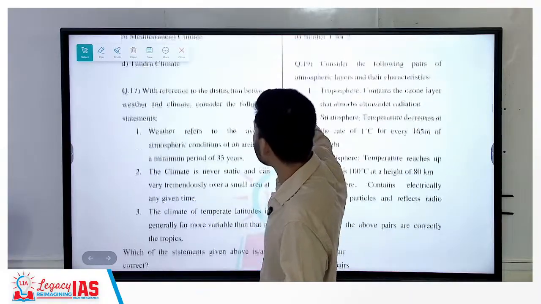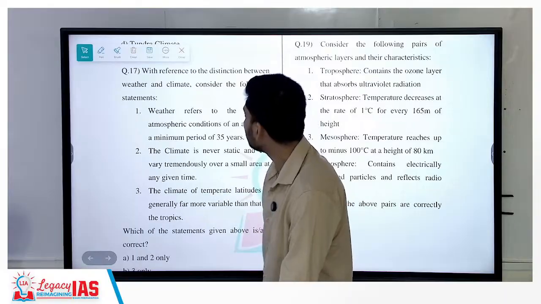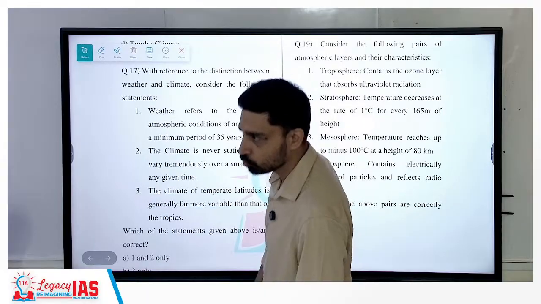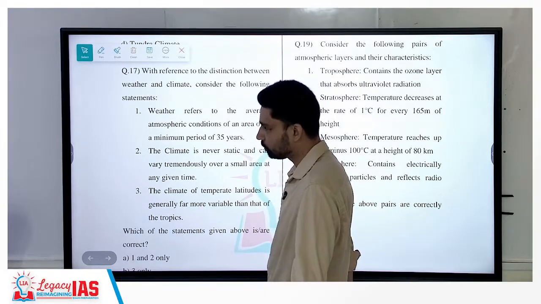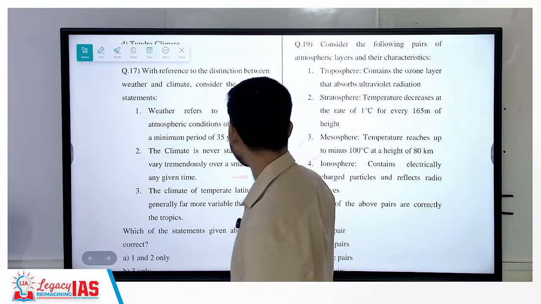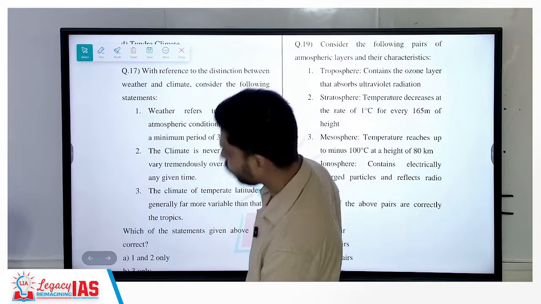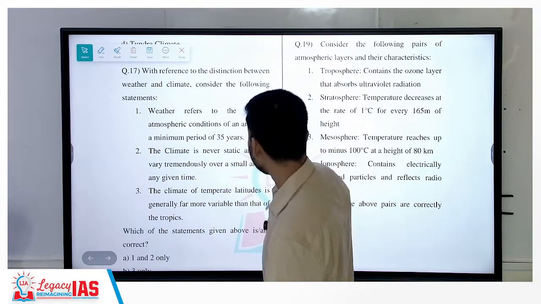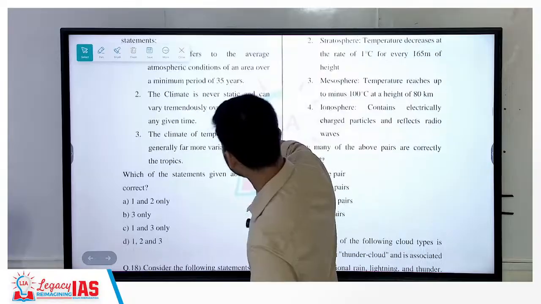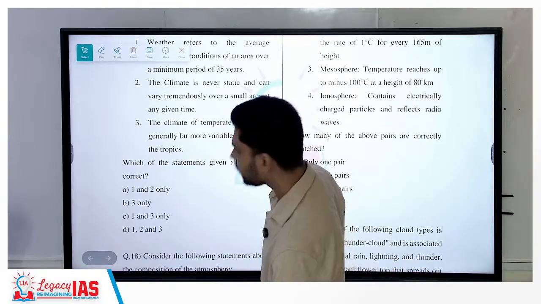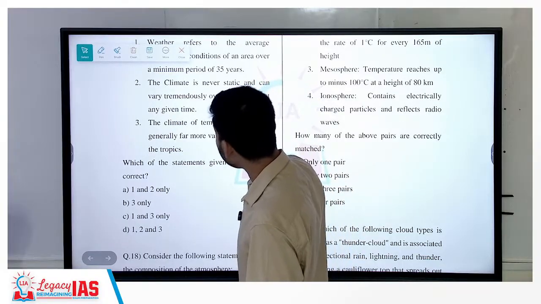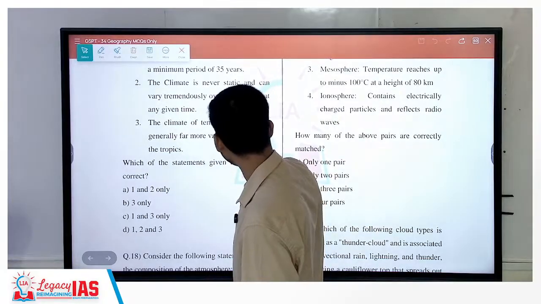Distinction between weather and climate. Weather refers to the average atmospheric condition of an area over a minimum period of 35 years. True or false? No. Weather is short term, with daily changes. This is the definition of climate overall. Climate is never static and can vary tremendously over a small area at a given time. No, that is a characteristic of weather. The climate of temperate latitudes is generally far more variable than that of the tropics. That is correct. Tropical and equatorial areas have less variation, as insolation does not change that much. So 1 and 2 are wrong, 3 only.